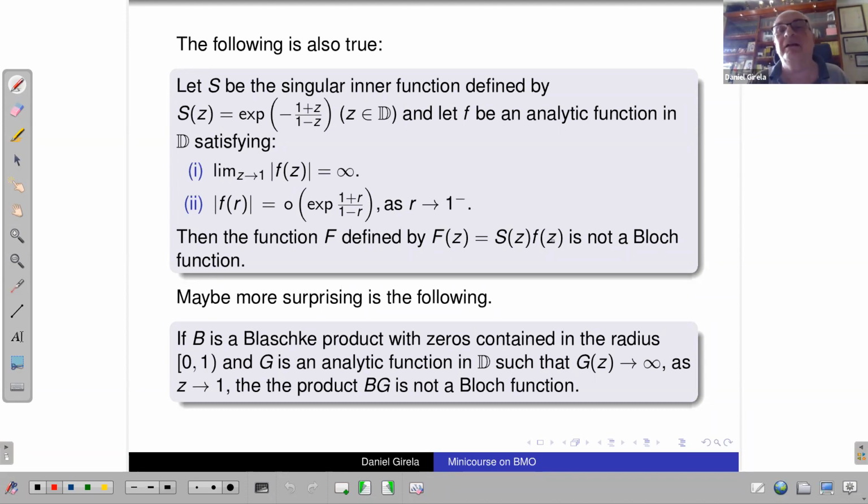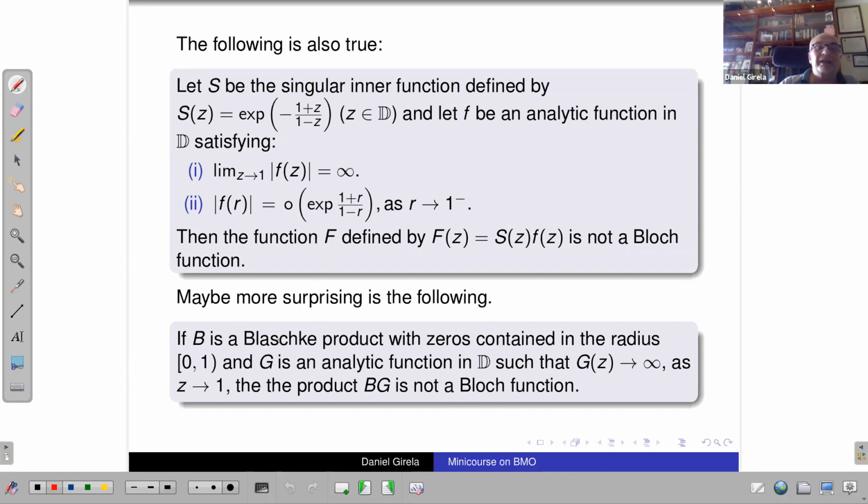So we have two kinds of examples. In the first example, we have an interpolating Blaschke product times a BMO function, which is not a BMO function. And in this case, what we have is this singular inner function times a BMO function, which is not a BMO function. Maybe this is a result that I proved in collaboration with two colleagues from Málaga, José Ángel Peláez and Cristóbal González.